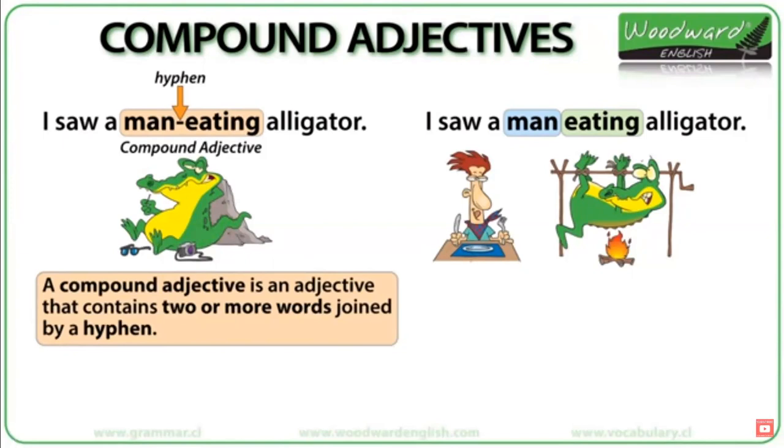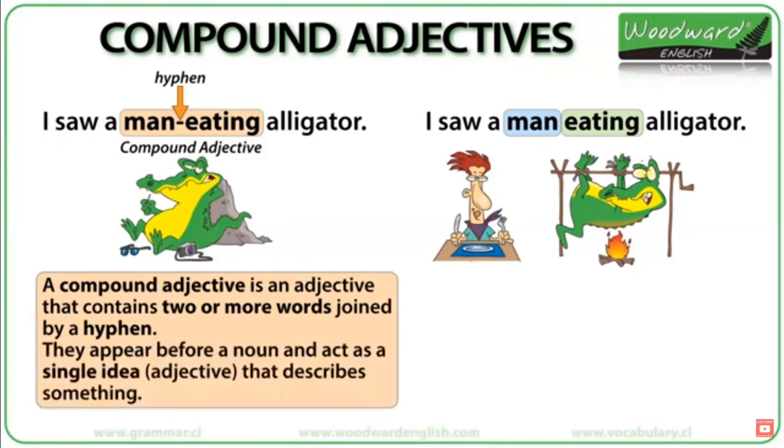Is it a banana-eating alligator? No. Is it a hamburger-eating alligator? No. It is a man-eating alligator. Compound adjectives appear before a noun and act as a single idea, a single adjective, that describes something. The second sentence doesn't have a compound adjective. There is no hyphen between the words man and eating.